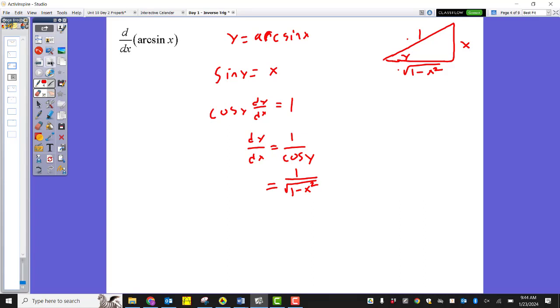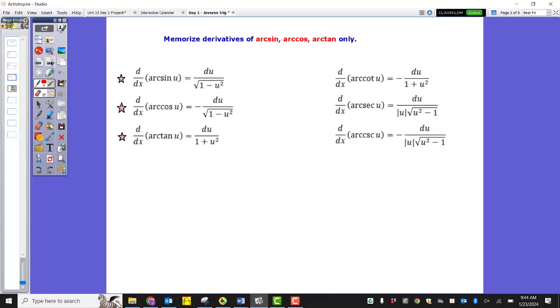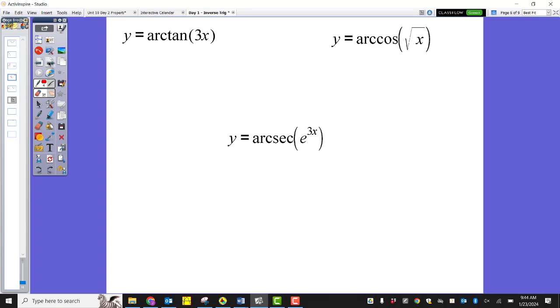And we have all of these derivatives we could do. You don't need to do that every single time. You can just memorize that these are the derivatives. Now, in my class, you do need to know arc secant, arc cosecant, arc cotangent, even though they're not tested on the AP exam. But the only ones you need for the AP exam are the 3 on the left. Okay? Now, from here, it's just a normal derivative problem.